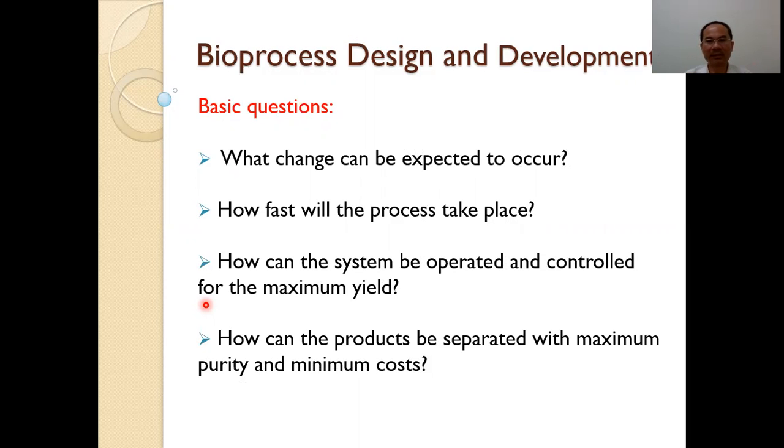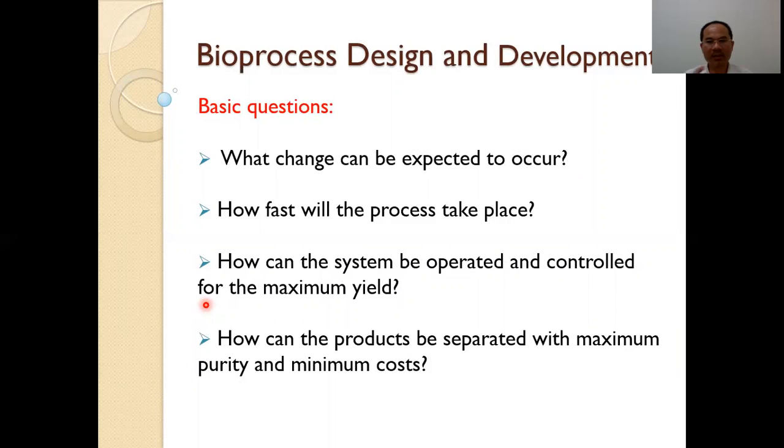This depends on the contamination. If the contamination is low, it may be fast to finish the process and get the product. If the contaminant or the component mixture after fermentation is high, okay, you need a long time for that. How can the system be operated and controlled for the maximum? It depends on the property of the product, the property of the contamination, and the equipment that we use.